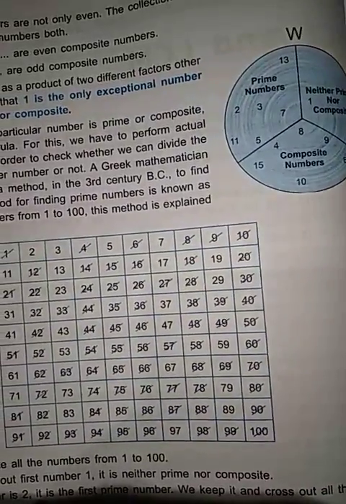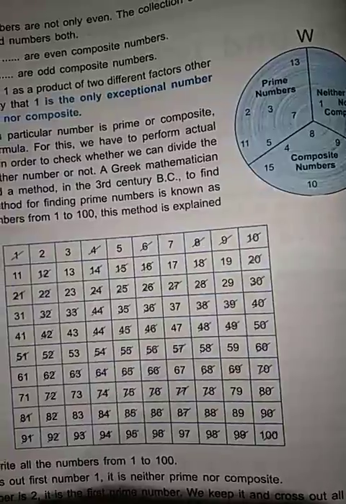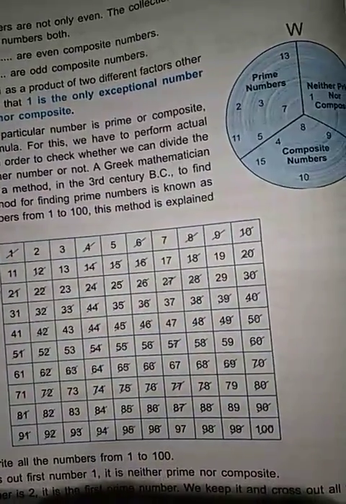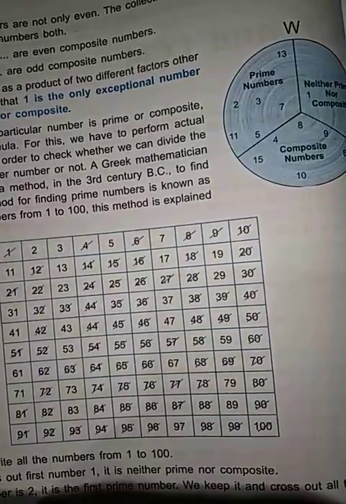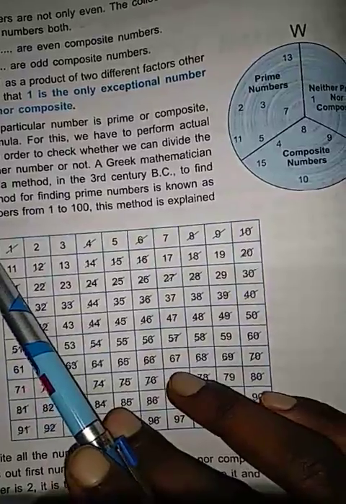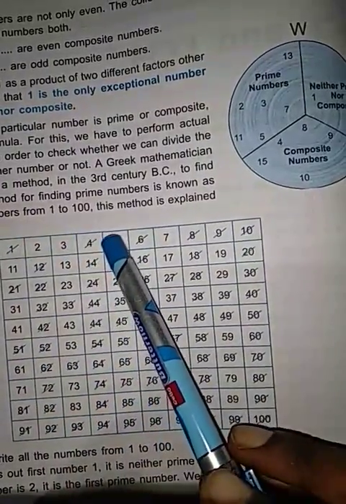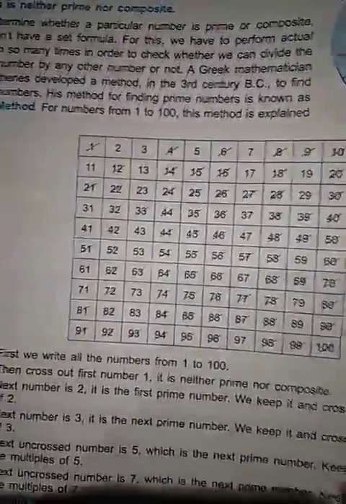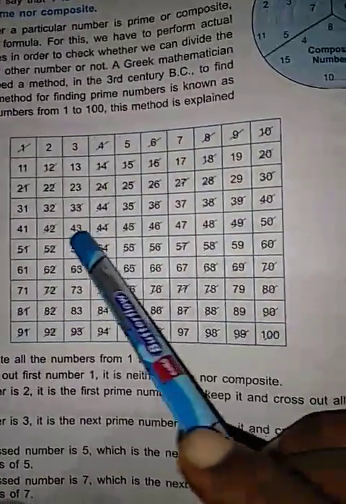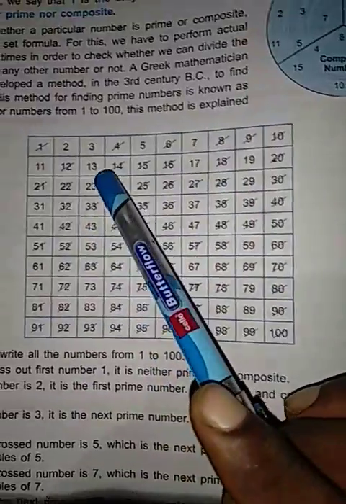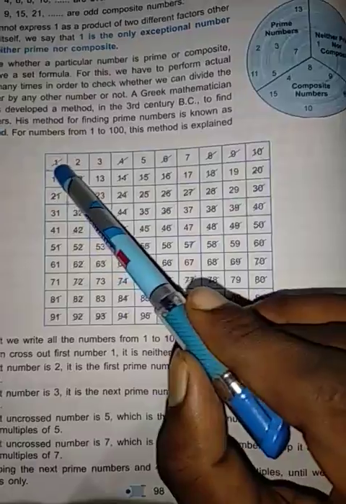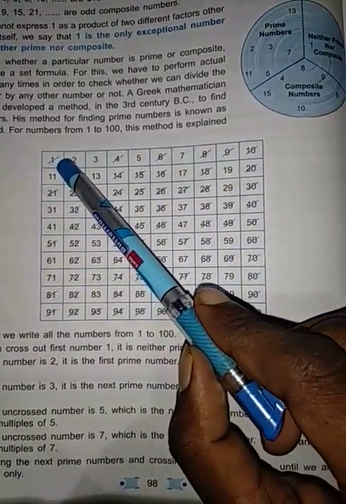A Greek mathematician, Eratosthenes, developed a method in the 3rd century BC to find prime numbers. His method is very popularly known as the sieve method. For numbers from 1 to 100, this method is explained below. First, write all the numbers from 1 to 100. Then cross out number 1 because it is neither prime nor composite.